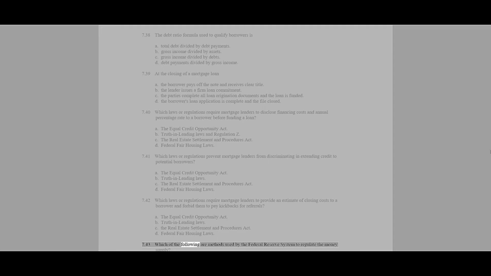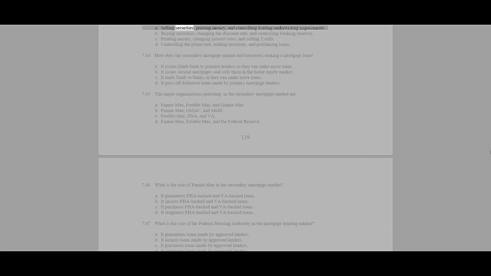7.43 Which of the following are methods used by the Federal Reserve System to regulate the money supply? A. Selling securities, printing money, and controlling lending underwriting requirements. B. Buying securities, changing the discount rate, and controlling banking reserves. C. Printing money, changing interest rates, and selling T-bills. D. Controlling the prime rate, trading securities, and purchasing loans.